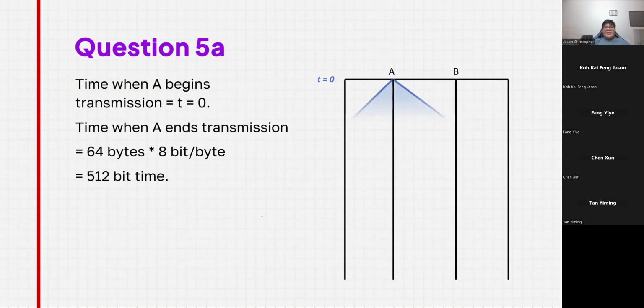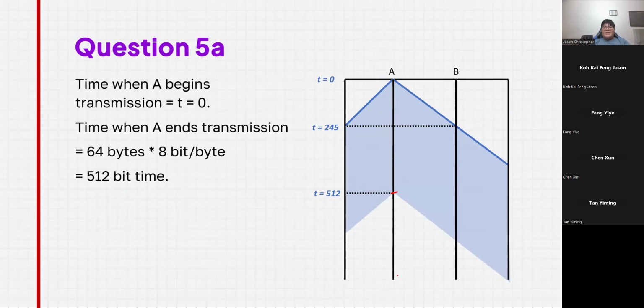So we can try to analyze this. This is the transmission for A. A begins transmission at t equals 0. We know that there's a minimum frame size of 64 bytes, thus it can end earliest at 512, because of 64 times 8. Okay, so this is the earliest it can end. Of course, it can end much later, but we are concerned with the edge case, which is what happens if you reach the minimum frame size.